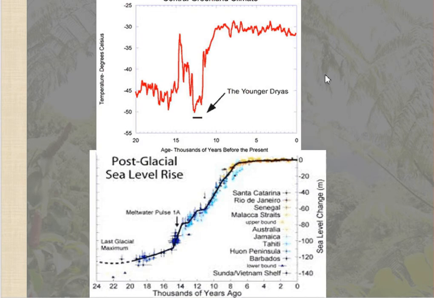If we look at changes in temperature here, I tried to get these scales pretty much the same. So this graph looks at changes in temperature. This is in central Greenland, up in the northern hemisphere, but it'll give you an idea of how the temperature changed globally. And this graph down the bottom is how global sea levels changed over time from the glacial maximum of about 20,000 years ago to the present day. So about 20,000 years ago, temperatures were about 15 degrees cooler than they are today.